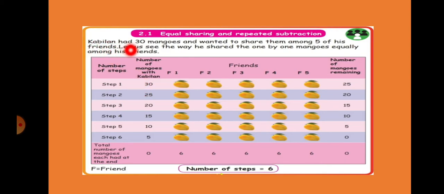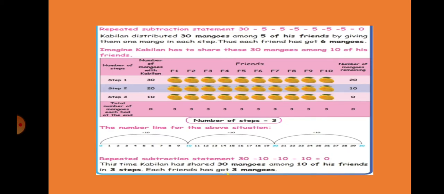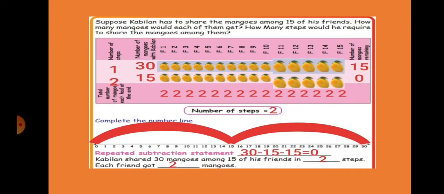Kabilan has 30 mangoes and wanted to share them among 5 of his friends. We have learned how he shares them equally among the 5 friends. The same 30 mangoes to 5 friends, how he shared, we have already learned. And then finally he is sharing with 15 friends. We have also learned the difference between all these.